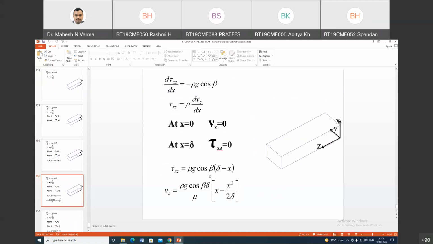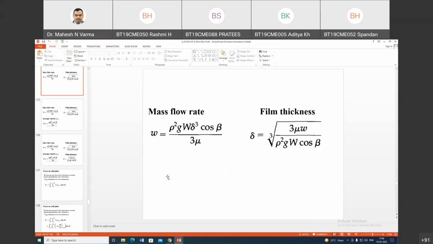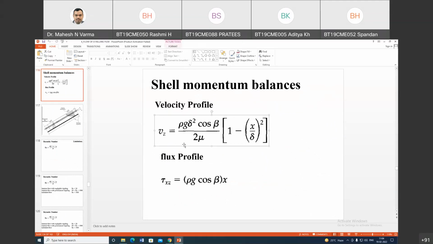Absolute value means the value at a given x, for example the value of shear stress. You will get the same value. The velocity in a given system will remain the same. Only the model equation will change. Here at x equals 0, I am getting velocity equals 0, and at x equals delta, I am getting velocity equals 0. If I compare these equations, this is the velocity profile and flux profile.